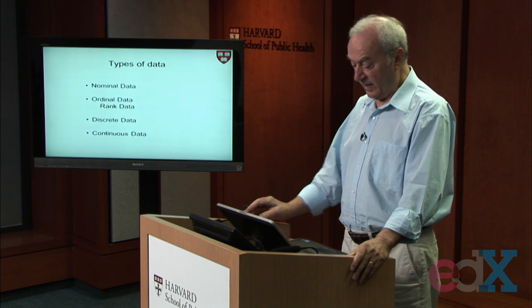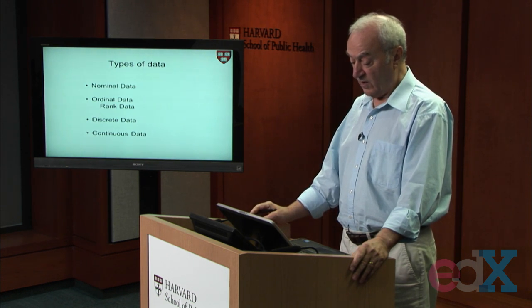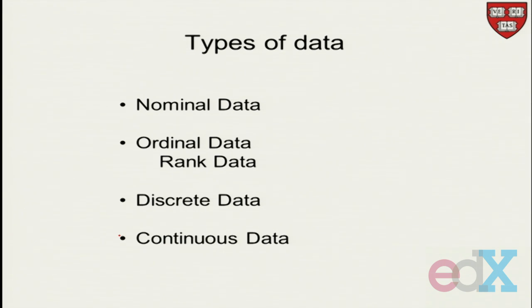Okay, so in summary, these are the kinds of data that we looked at. So this is our taxonomy. It's basically into 4 groups: nominal data, ordinal data, discrete data, and continuous data. And the reason why we go into this much detail is because we are going to use different statistical methods when we have nominal data than we do when we have ordinal data, than we do when we have discrete data, and then we do when we have continuous data.